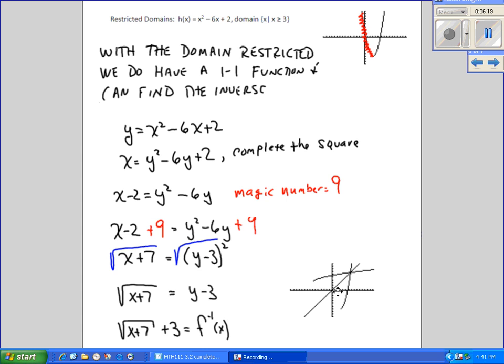And then again, graphically comparing the two, we can see we've got that symmetry there with the line y equals x.